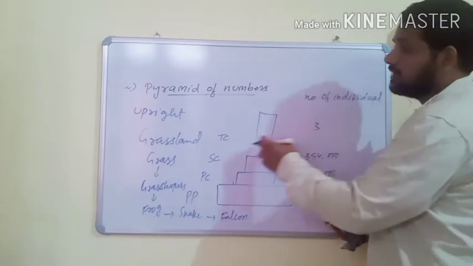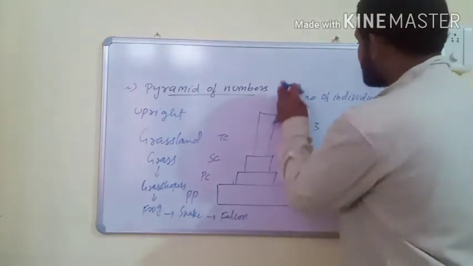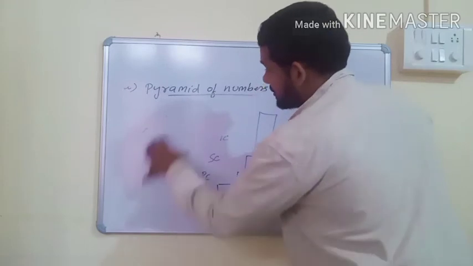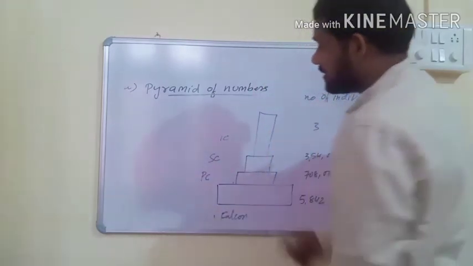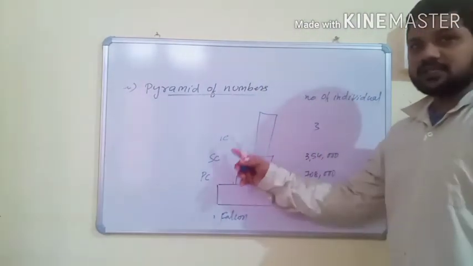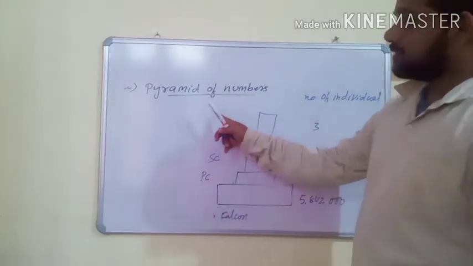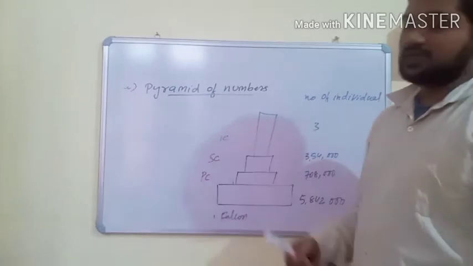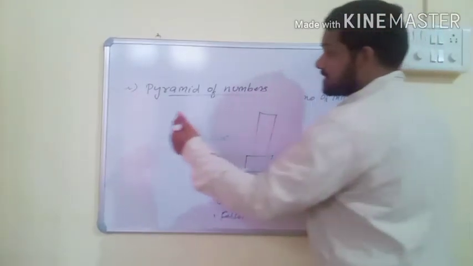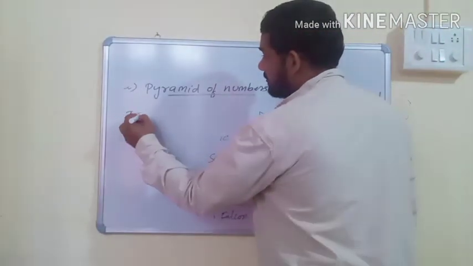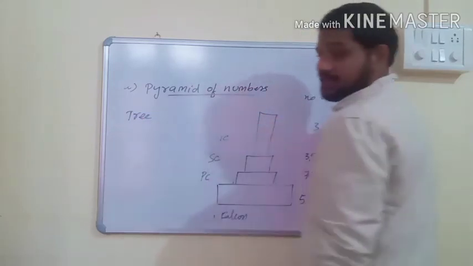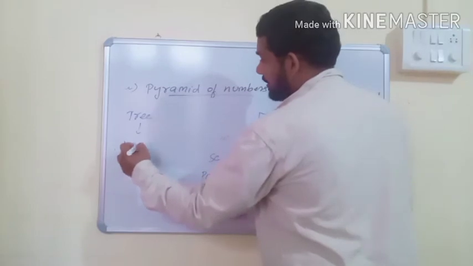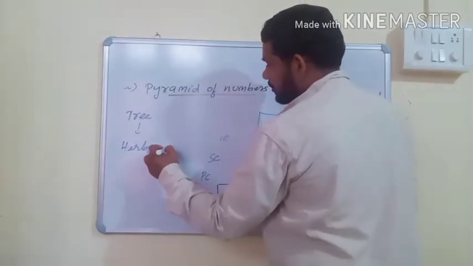So that's why in most cases the pyramid of number is upright, but it is not applicable in all cases. In some cases the pyramid of number may be inverted or spindle shaped. If it is inverted, for example, if you observe a forested area, there is a single tree, and this single tree can support a very large number of herbivorous birds.